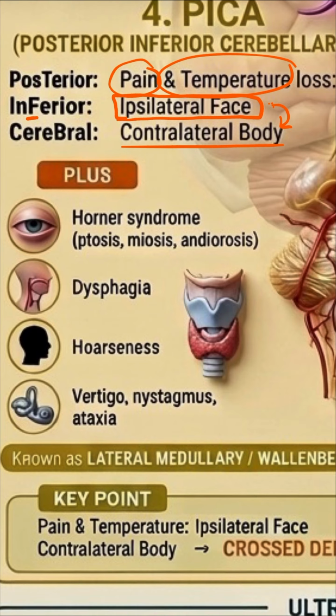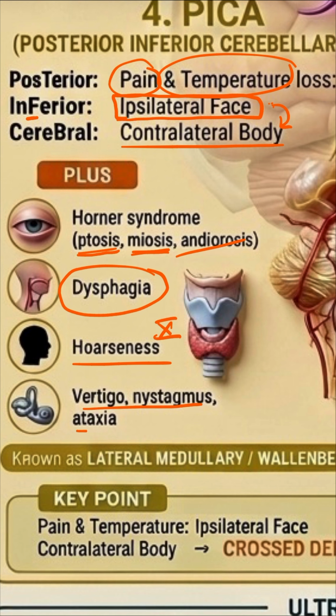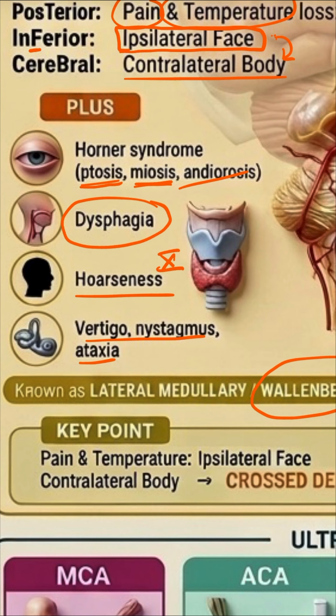Next we talk about the characteristic presentation of PICA. Patient presents with Horner syndrome, that is ptosis, miosis, anhidrosis, and loss of ciliospinal reflex. Then patient also has got dysphagia because of involvement of the 12th cranial nerve. Patient has got hoarseness because of involvement of the 10th cranial nerve. Patient has got vertigo and nystagmus because of involvement of the cerebellar tracts. This syndrome is also termed as lateral medullary syndrome or Wallenberg syndrome.